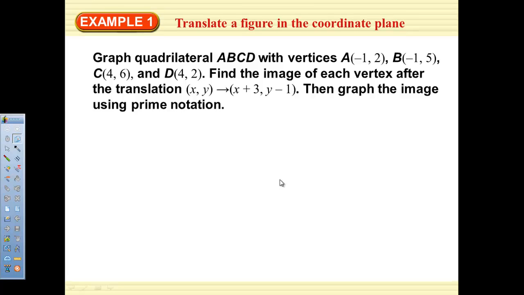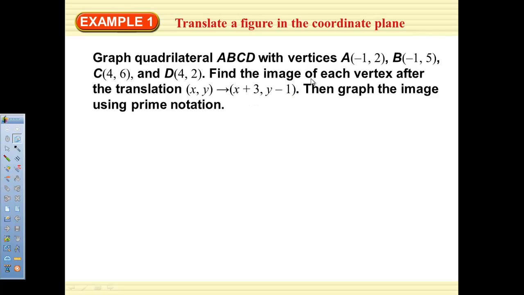Okay, we're now starting chapter 9, which is on transformations. We're going to start with one type of transformation, which is called a translation. This is where we move a figure from one position to another, and in this case we want to find the image of each vertex after the translation, where x and y become x plus 3 and y minus 1.